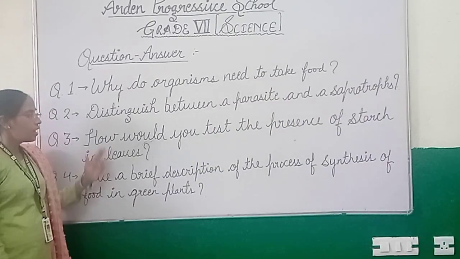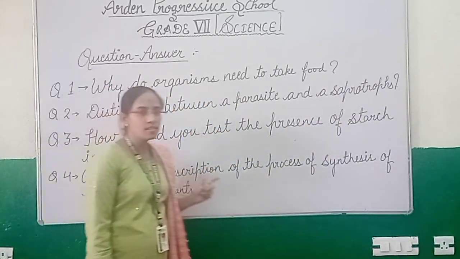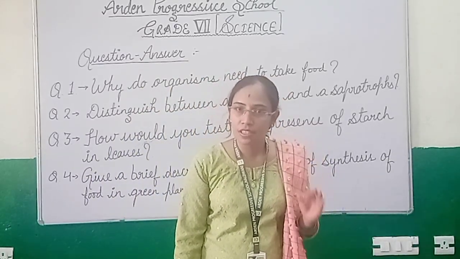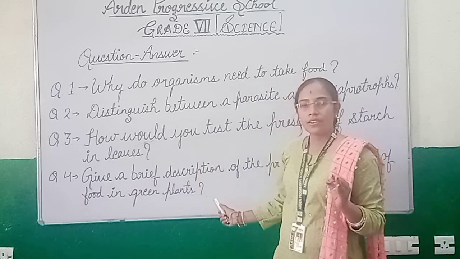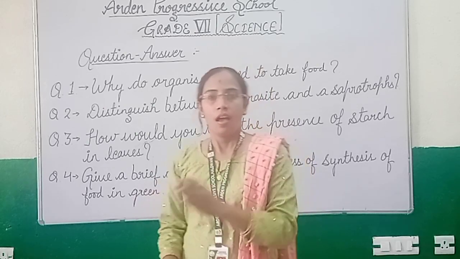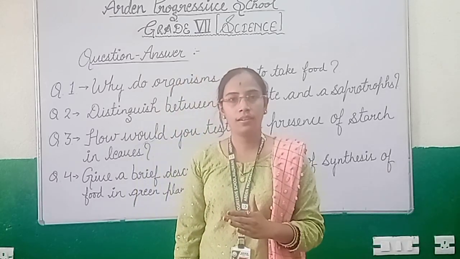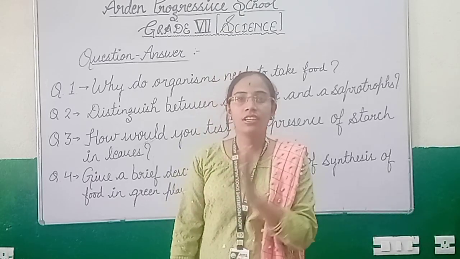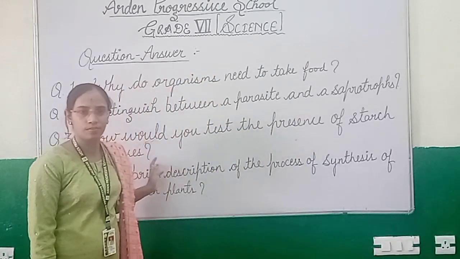Now the third question is, how would you test the presence of starch in leaves? Students, you know, leaves contain chlorophyll. By the presence of chlorophyll, they look green. So, the test of starch can be done with the help of iodine. When we remove chlorophyll from the leaves by boiling them in alcohol and after that put 2-3 drops of iodine on it, the color changes to blue. This indicates the presence of starch in the leaves.